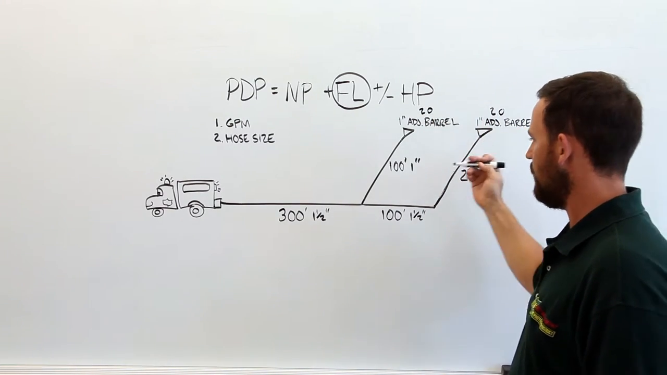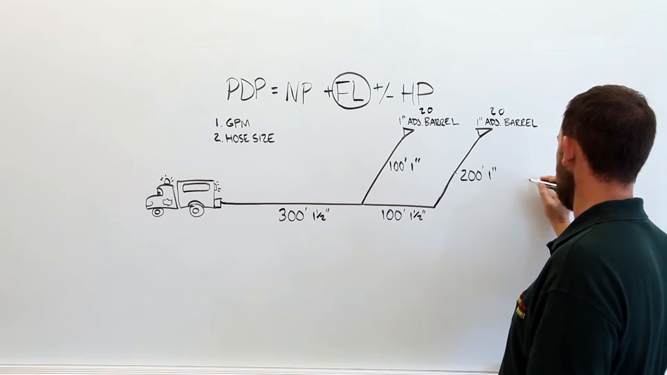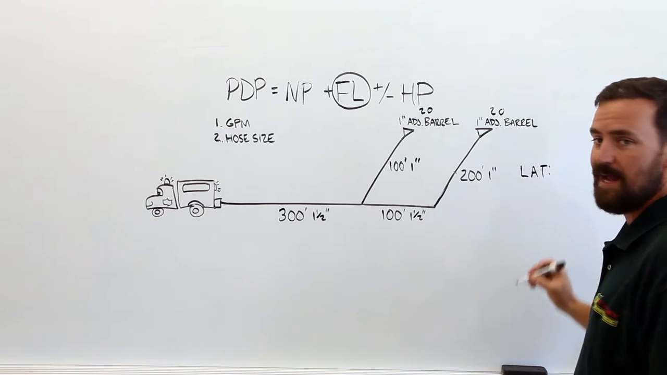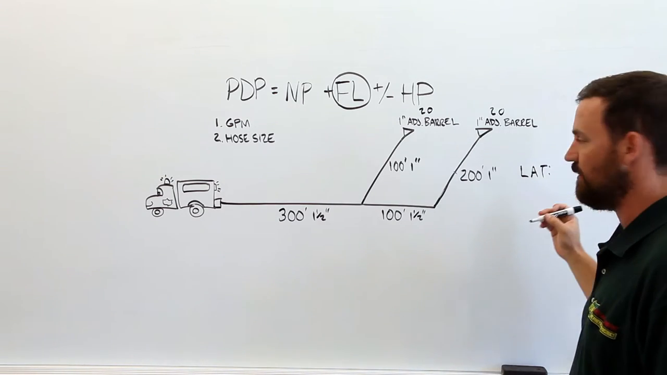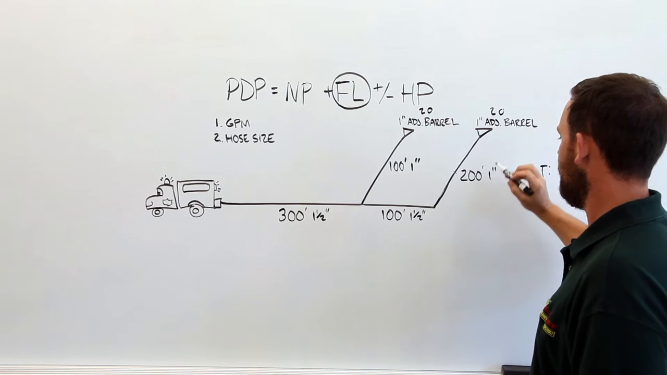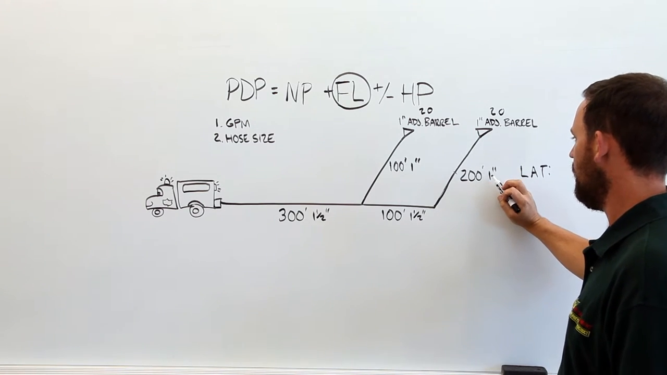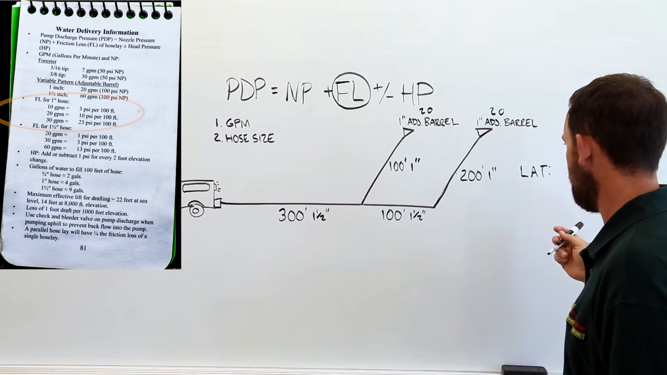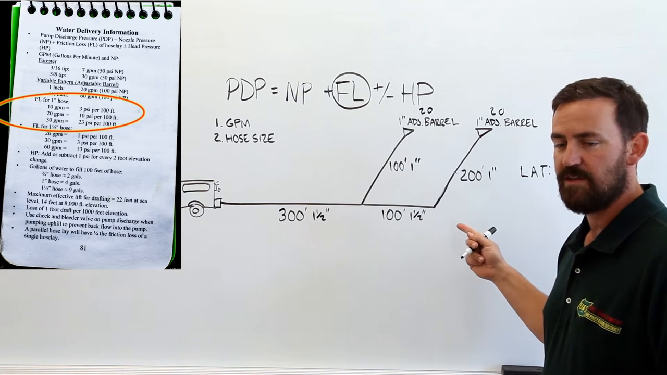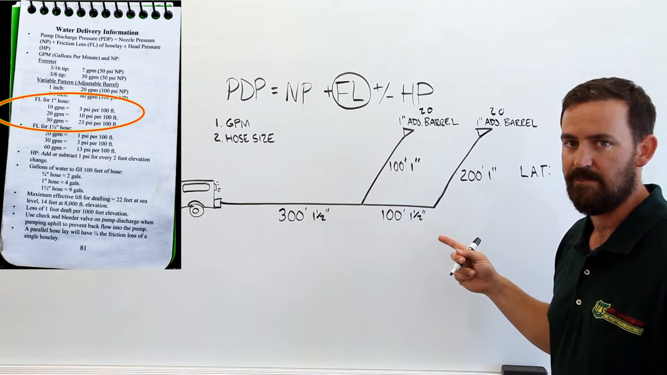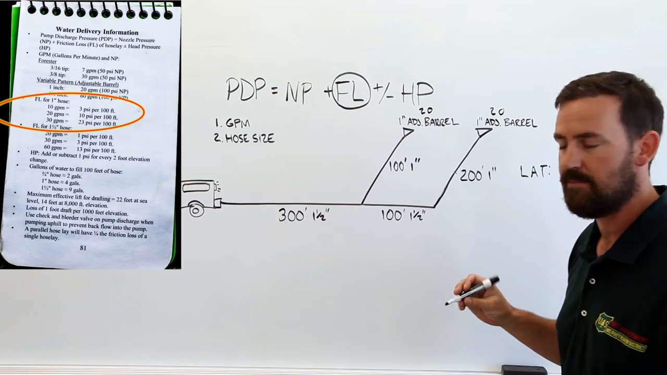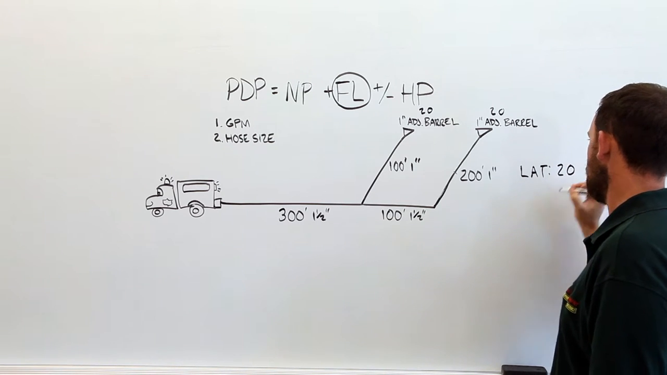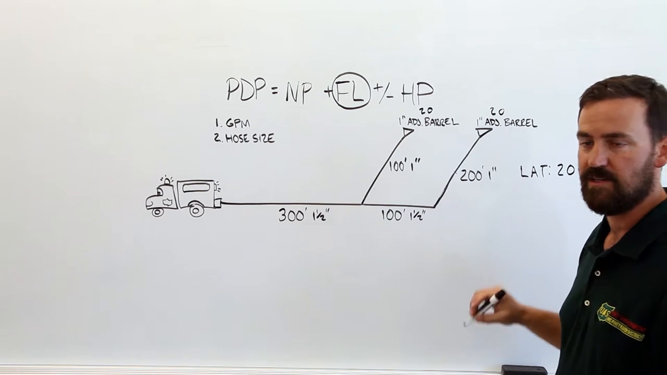We always work backwards, so I start with my first lateral here. This will help keep your brains from getting scrambled: just always write out the numbers so you can visualize it. So our first lateral, we have 200 feet of 1-inch hose at 20 GPM. We go to our IRPG and we see that 1-inch hose at 20 GPM loses 10 PSI per section. So for 200 feet, we're losing 20 PSI in friction at that lateral.